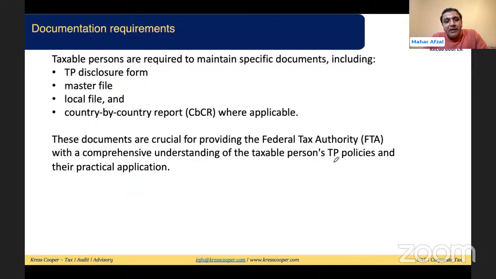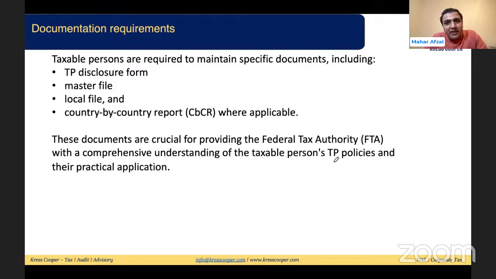The documentation requirement is there. The taxable person is required to maintain specific documents, and one of these is the TP disclosure form. The taxable person needs to maintain this disclosure form annually, and at the time of submission of the return, they need to submit this form to the FTA as well. They need to maintain the master file, the local file, and the country by country report as well.